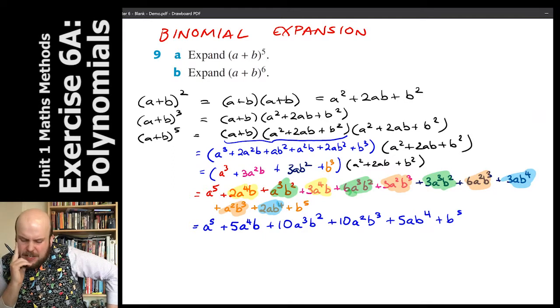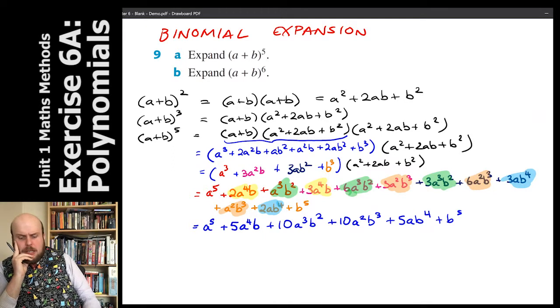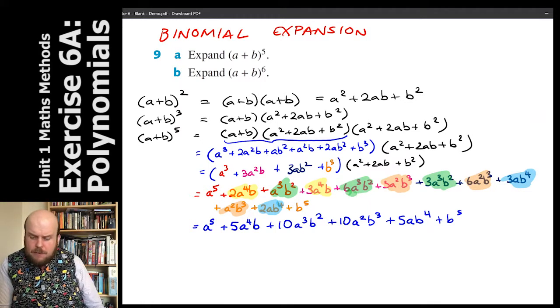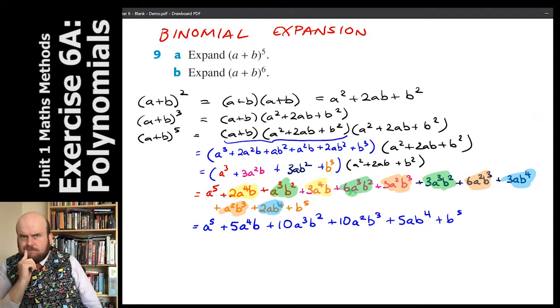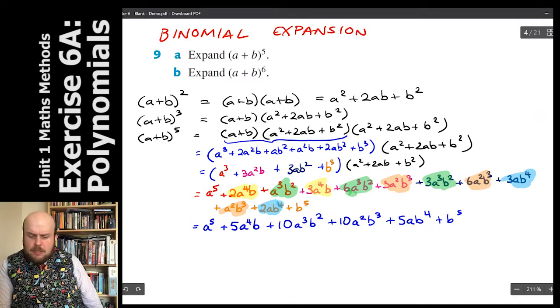If you have a look at it, it has a strange pattern forming. You'll notice here it's got a 1, because that would be the number in front of the a to the power of 5. 1, 5, 10, 10, 5, 1. That's interesting. You also notice that the a's descend: a to the power of 5, a to the power of 4, a to the power of 3, a to the power of 2, a, just as the b increases: b squared, b cubed, b to the power of 4, and b to the power of 5.